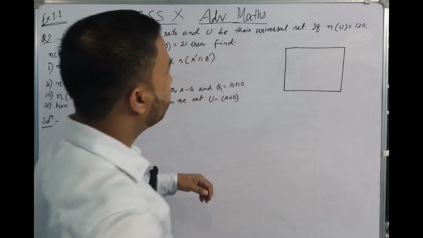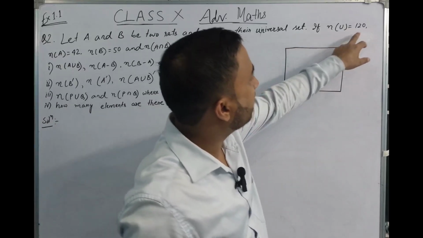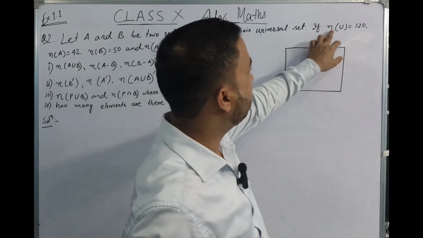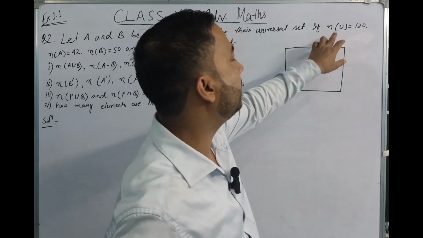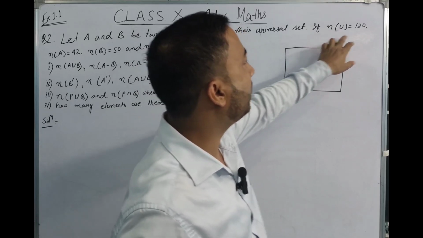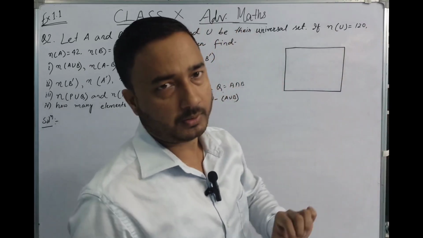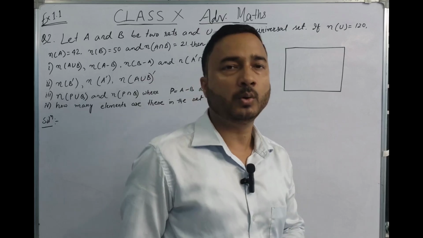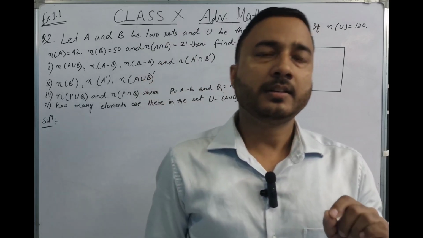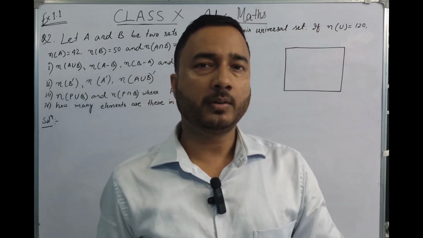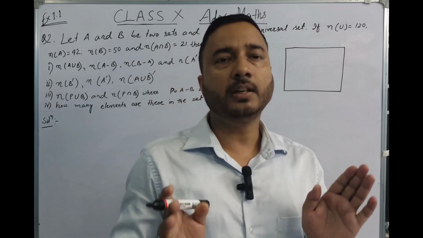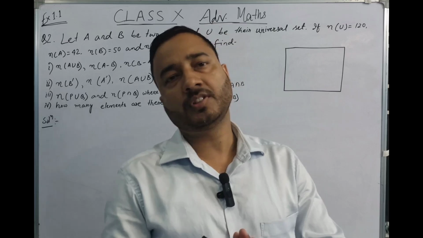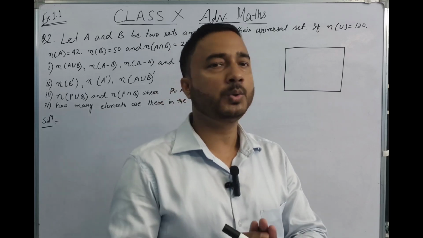You see, number of U is given as 120. Number of U means number of elements in the set U. That is, the universal set has 120 distinct elements. These are called distinct elements because in a set the elements are not repeated. If any element is repeated, then we have to consider it only once. That is known to us.